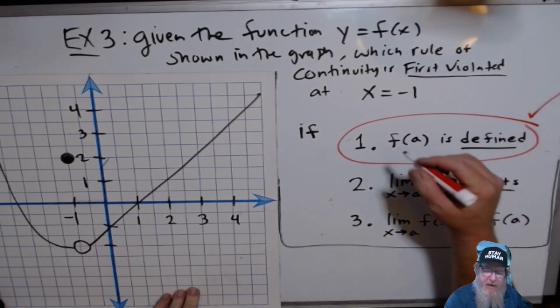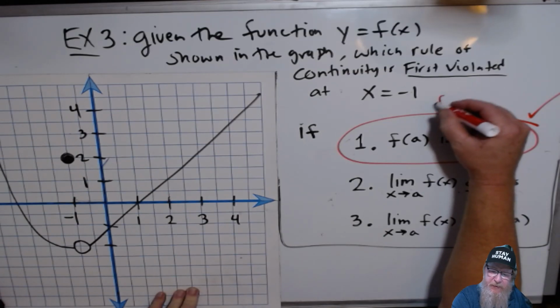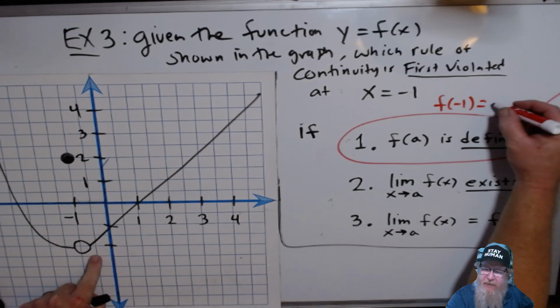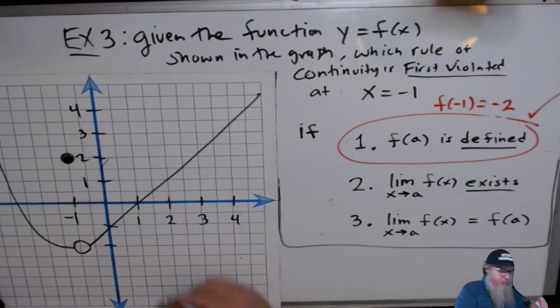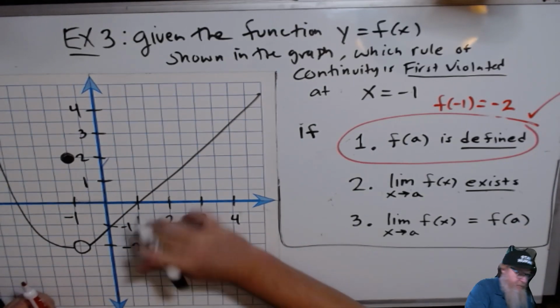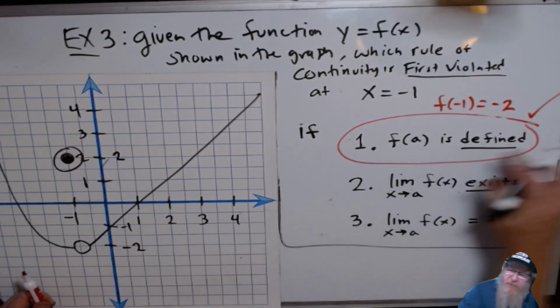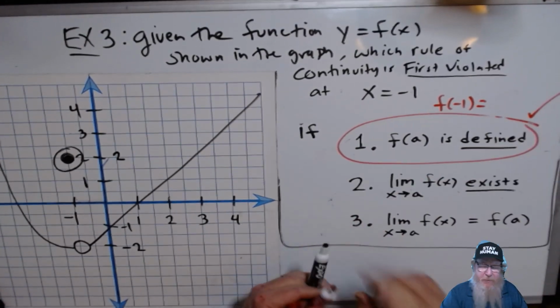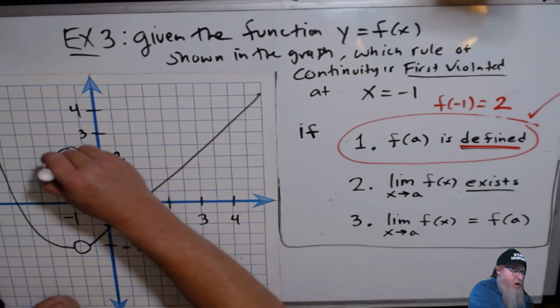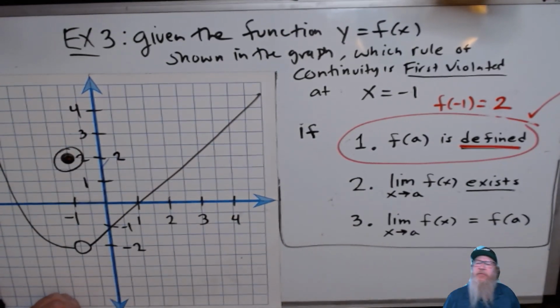F of a is defined, yes. So this one's not violated. F of -1 is -2. Oh, no, it's not. It's +2. Sorry. I was looking at the wrong spot. So again, defined means the solid dot. That's what it means to be defined.